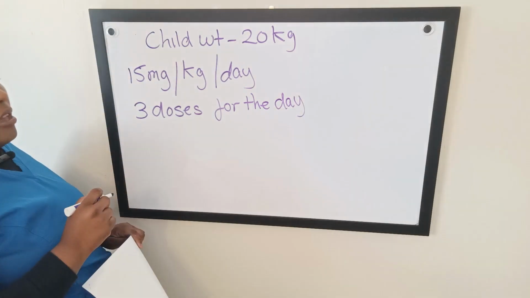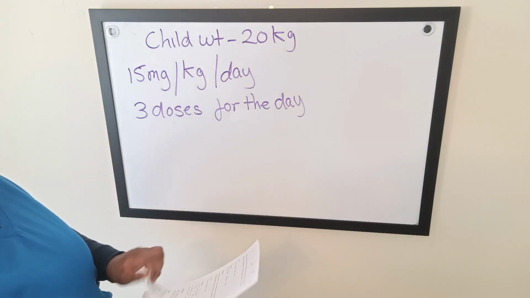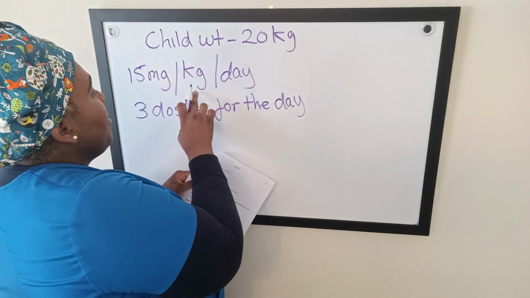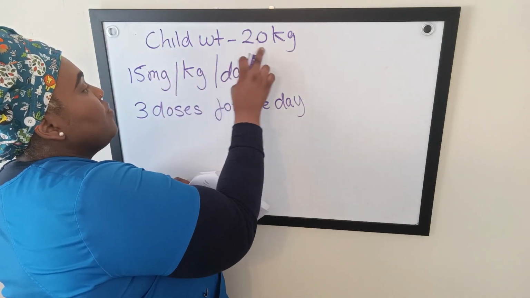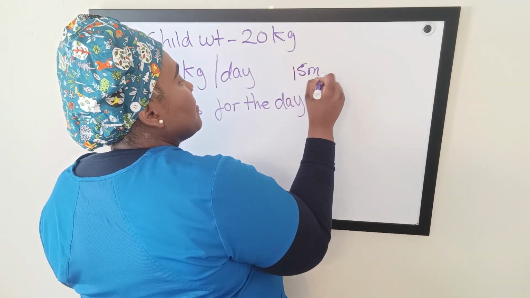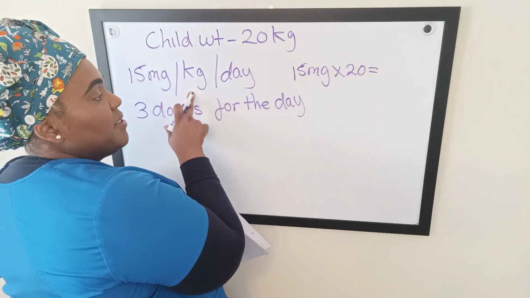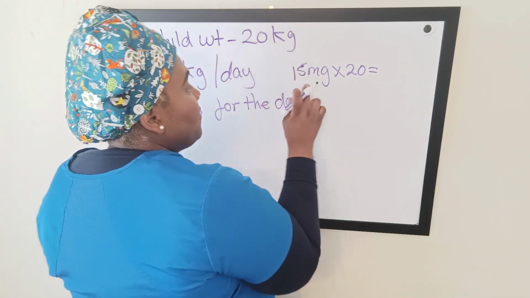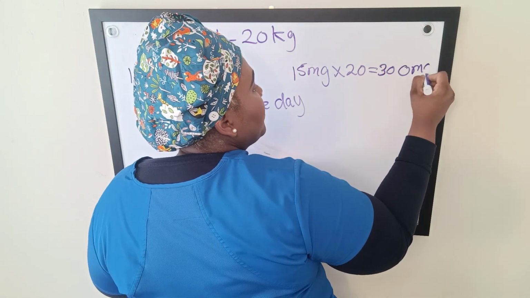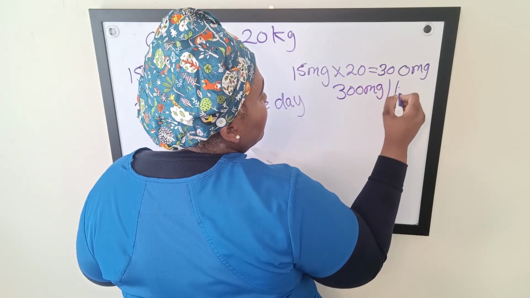All right, so now we want to work out how we would calculate this for this child. We have 15 milligrams per kg per day, and the child weighs 20 kgs. So we're going to say 15 milligrams multiplied by 20 will give us this first part of the equation. 15 milligrams multiplied by 20 is 300 milligrams per day. So this child has to get 300 milligrams per day.